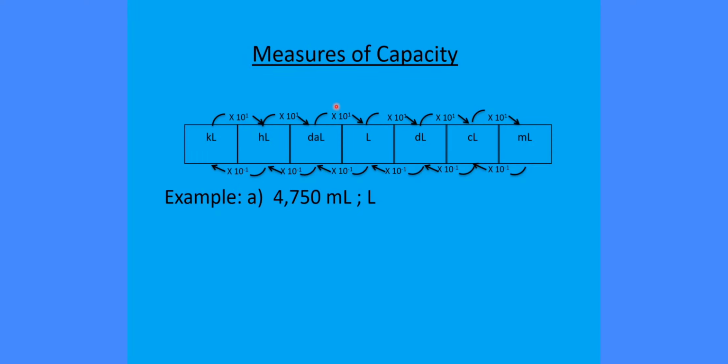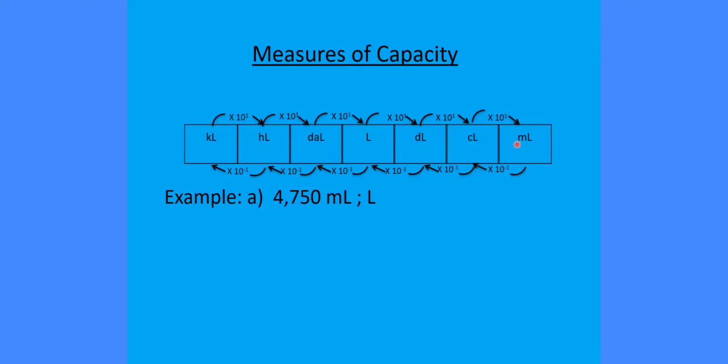Then measures of capacity. Take note in the table. The root word now is liter. Then we still have the prefixes: kilo, hecto, deca, deci, centi, milli. So these are still measures of the metric system of measurement. Example A, 4,750 milliliters will be converted into liter. So ml or milliliter is right here.